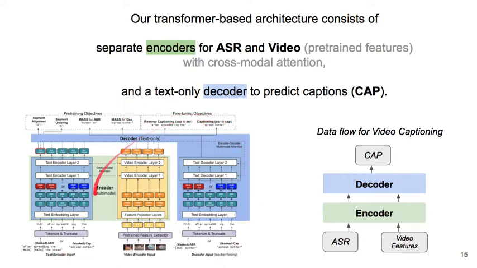Because this diagram is fairly complicated, we'll be simplifying it throughout the rest of the presentation in the form of a data flow. So here we have represented the data flow for dense video captioning. We feed ASR, so the narrated instructions, and the video features as input, and we'll be expecting captions as output.